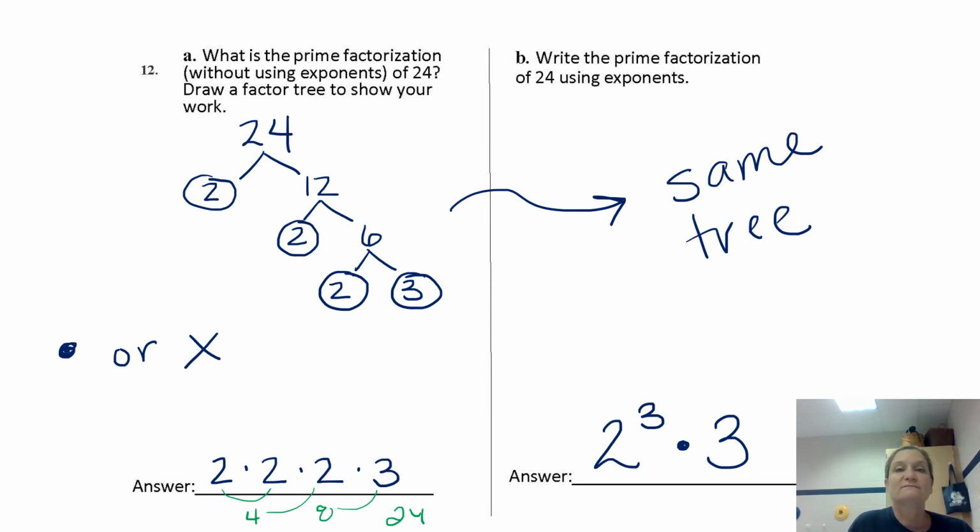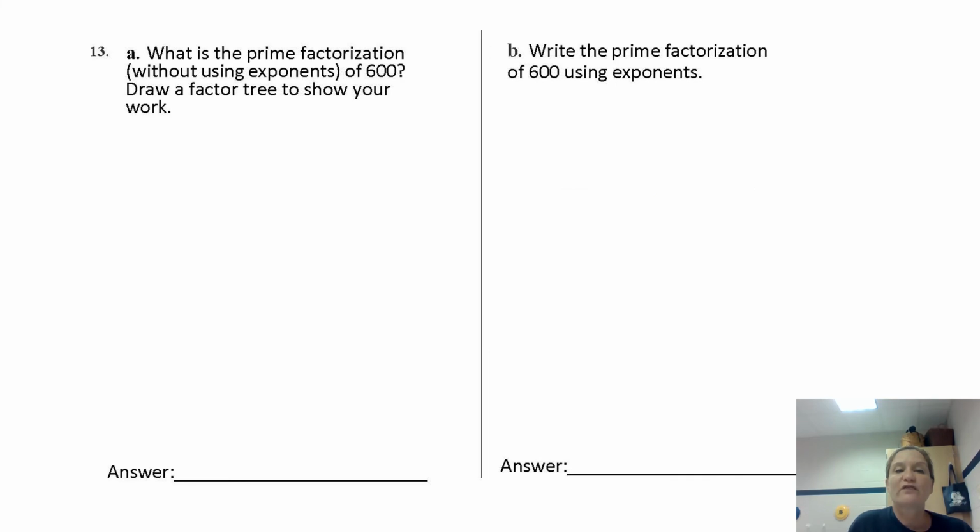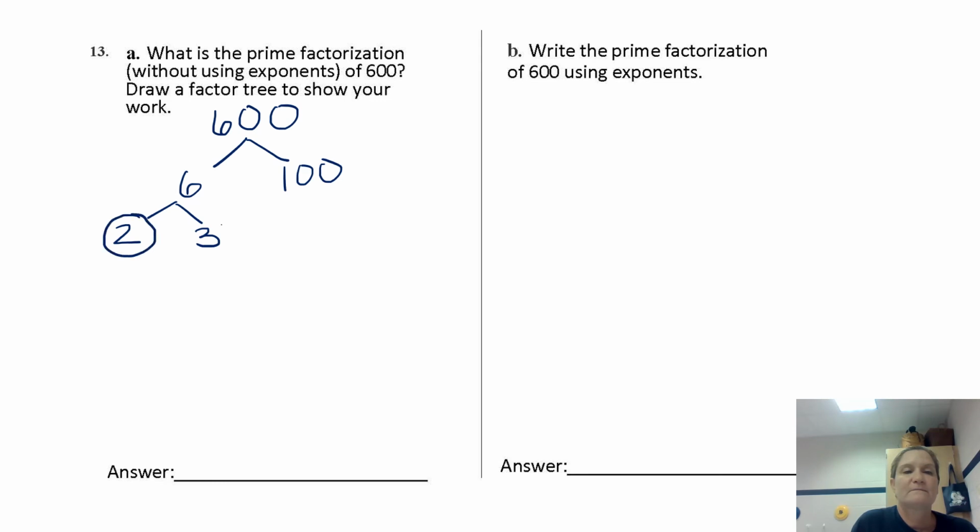All right, moving on. Question number 13. What is the prime factorization without using exponents of 600? Draw a factor tree to show your work. All right, so we have 600. Now I do like to separate the 100 first. 100 times 6. All right, so here we have 2 times 3. And then I can do 2 times 50.